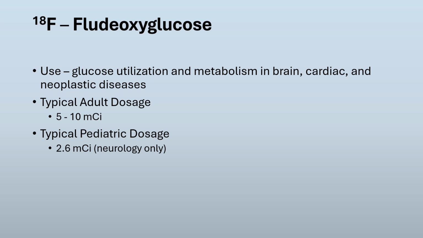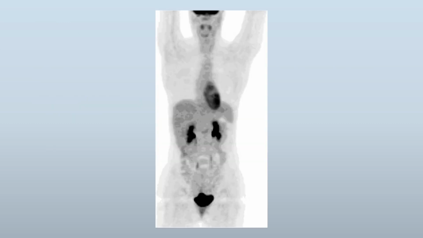And then the typical pediatric dose: typically the only time we give FDG to pediatric patients is for neurology or oncology uses, and the typical dose for pediatrics for neurology is 2.6 millicuries. Otherwise, for all other reasons to do the study, you would follow the pediatric dosing at your facility. So this is an example of FDG with normal uptake.